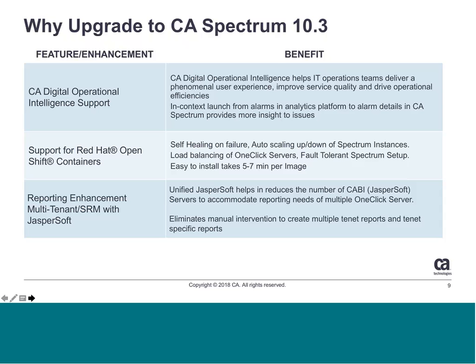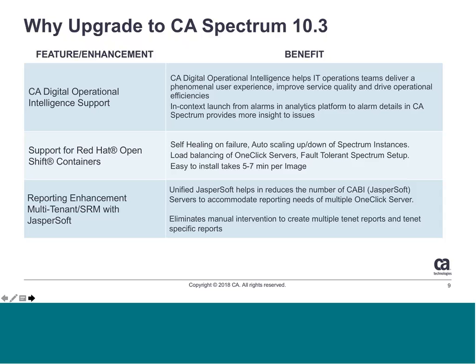Again, with 10.3, we also have support for Dockerization, right? Or support for OpenShift containers. Benefits being quite apparent: self-healing on failure, auto-scaling up and down of Spectrum instances, load balancing of OneClick servers, and also the time to install is something really important here. It's per image could be around 5 to 7 minutes, which really helps in setting up an instance really fast.